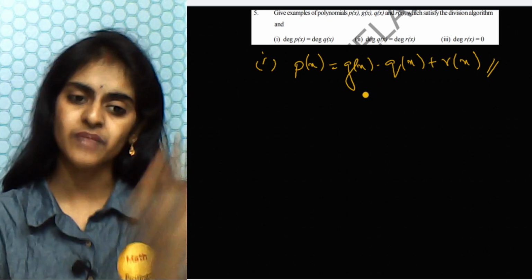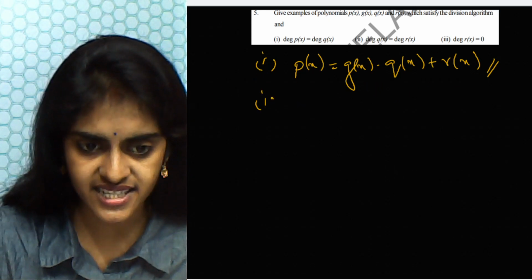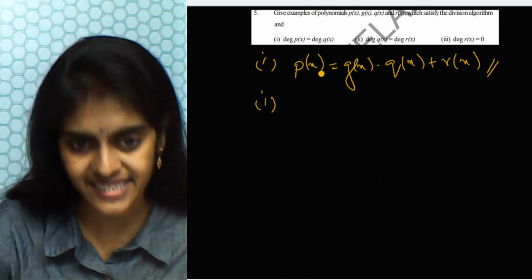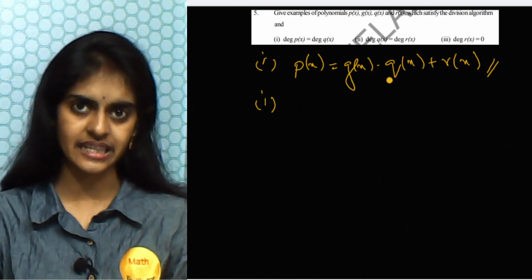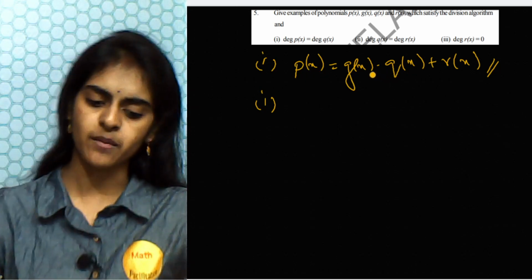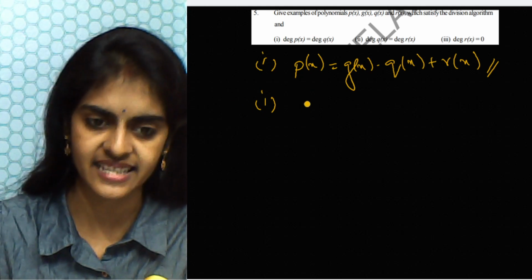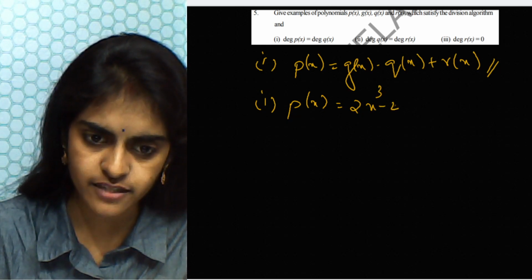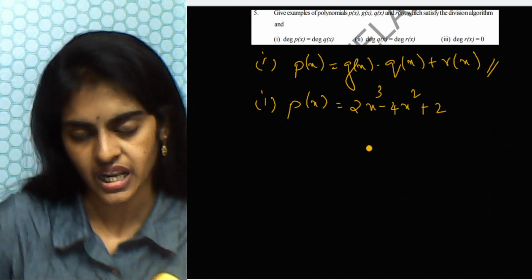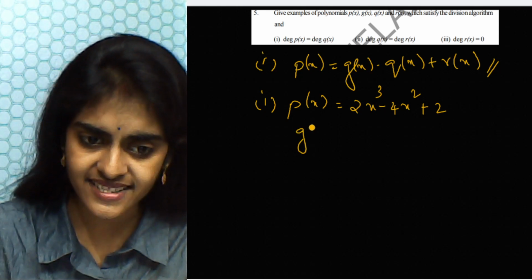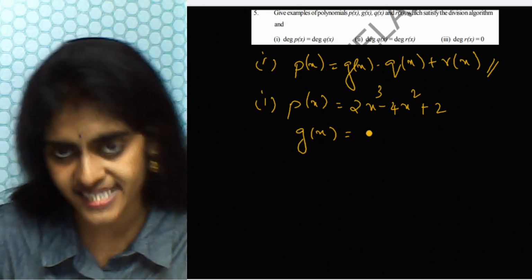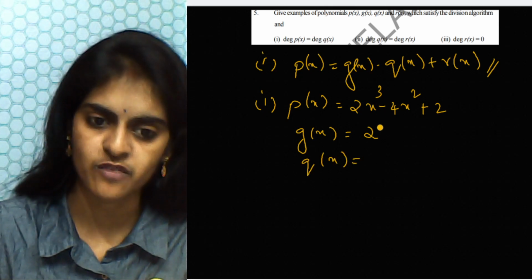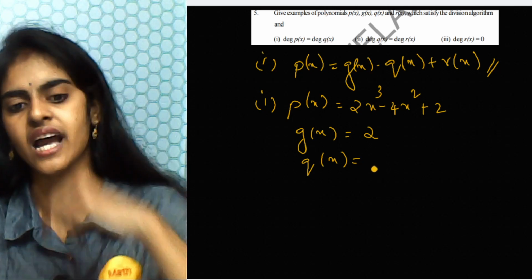And some conditions are given to you. Let us see the first condition. Degree of p of x should be equal to degree of q of x. That means this degree should be equal to the quotient degree. So when will you get that? Suppose you take p of x equal to 2x cube minus 4x square plus 2. And if you take some g of x as some constant, say 2, then you can get q of x as the same degree.